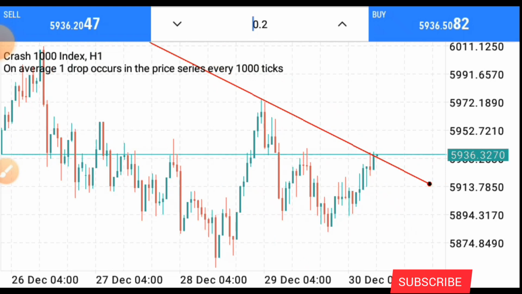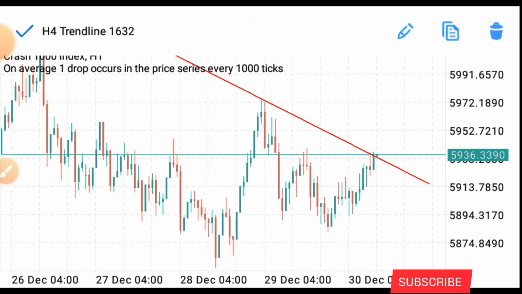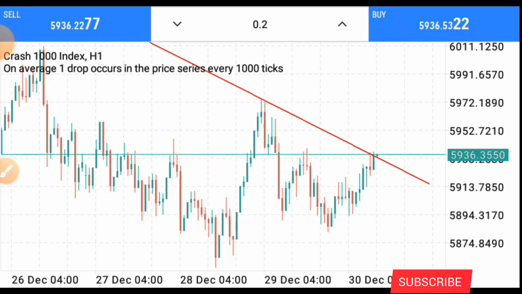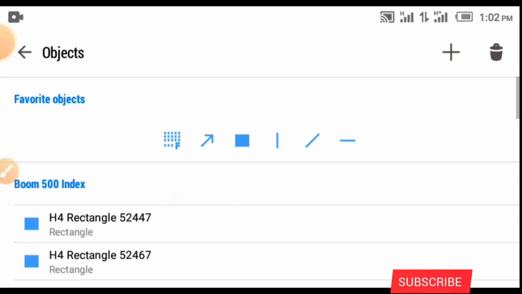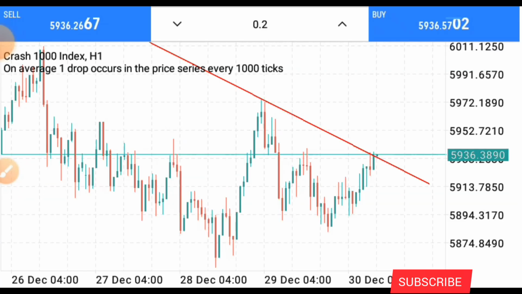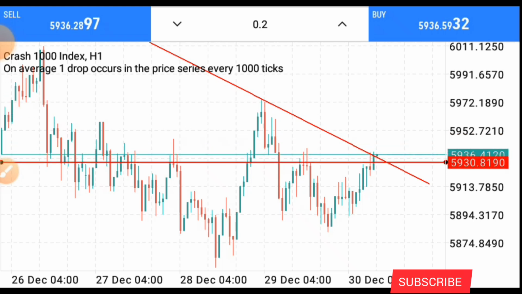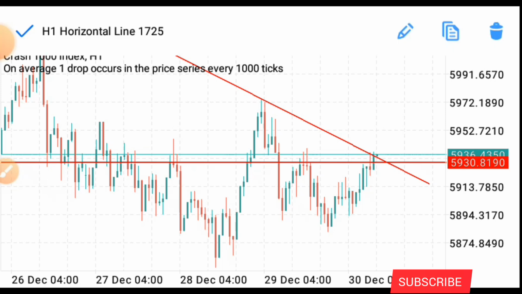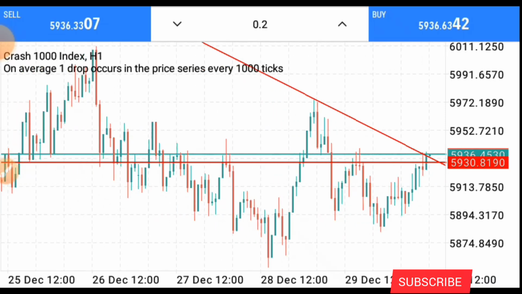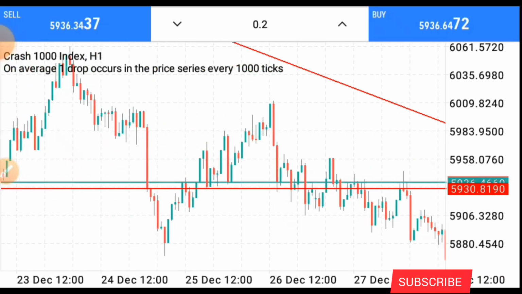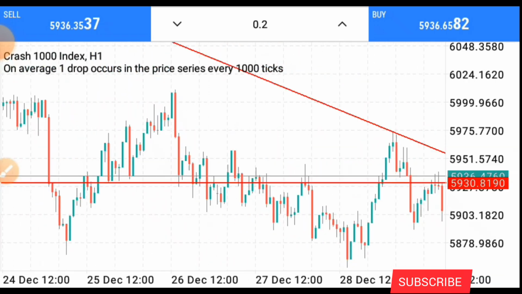After identifying this, I can still spot this area here. Let me put in some support and resistance zones so that we have a better understanding of what price is doing. So you can see there is a support and resistance zone here also.